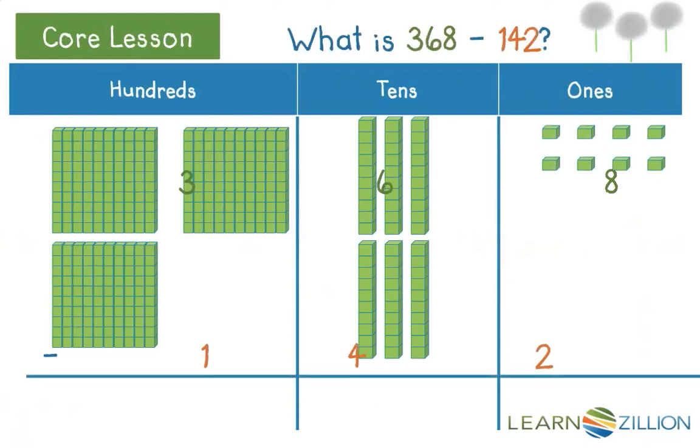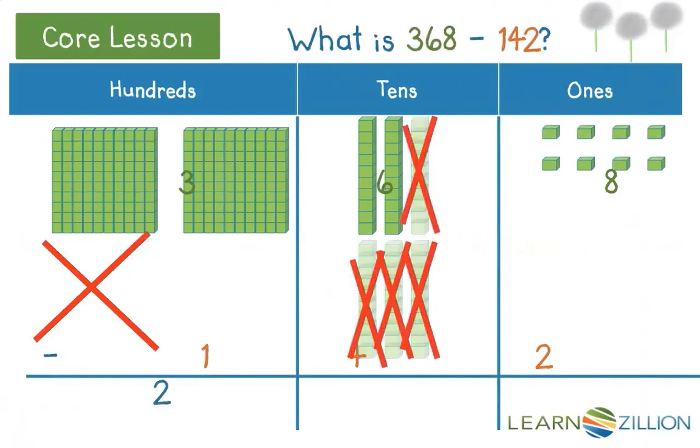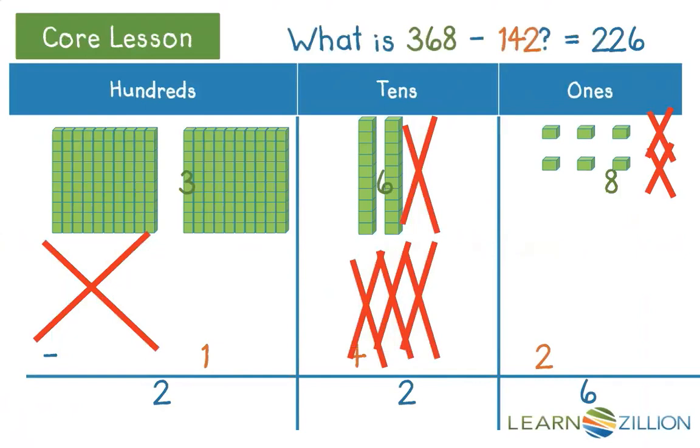So we're taking away 100, which leaves us with 2 hundreds. We're taking away 4 tens, which leaves us with 2 tens. And we're taking away 2 ones, which leaves us with 6 ones. So if 142 dandelions blew away, we would still be left with 226.